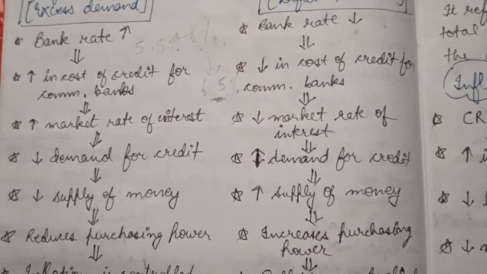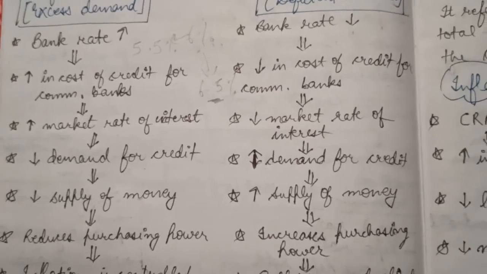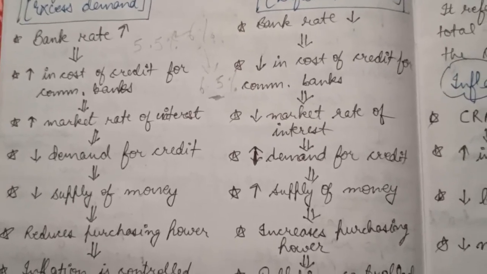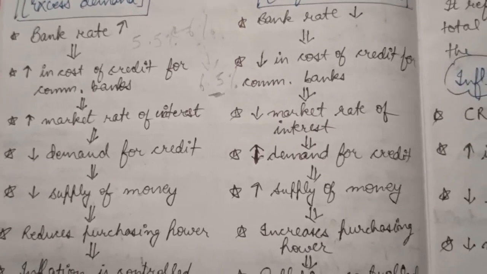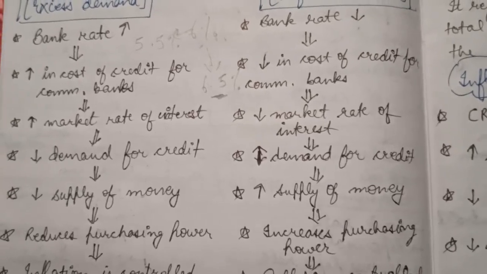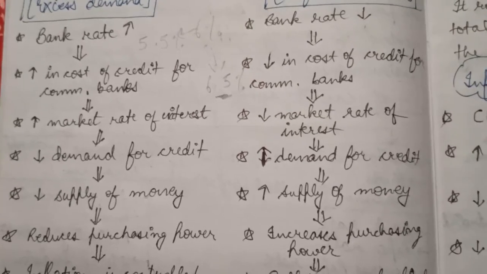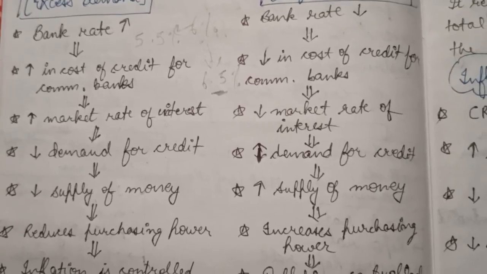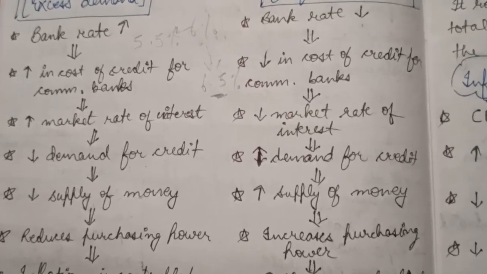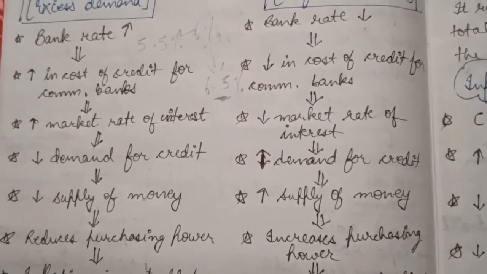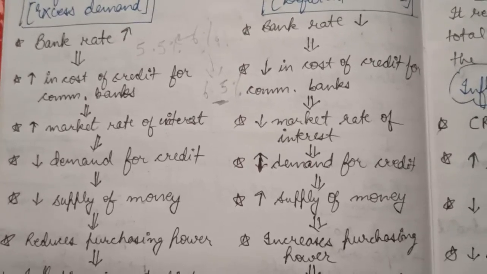So this was all about our today's video, in which we have studied about the three quantitative instruments, that is the bank rate, repo rate, and reverse repo rate. In the next video, we will study about the other instruments of the credit control policy of the RBI. So this was all about our today's video.